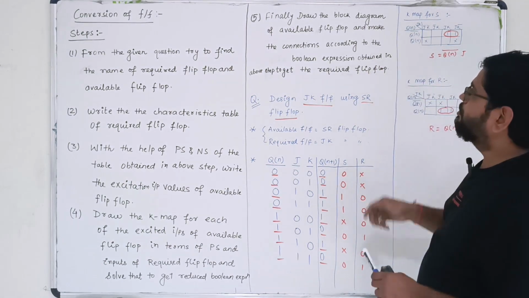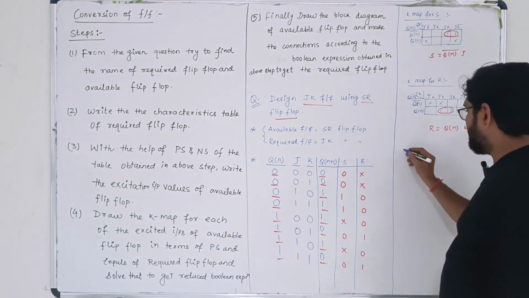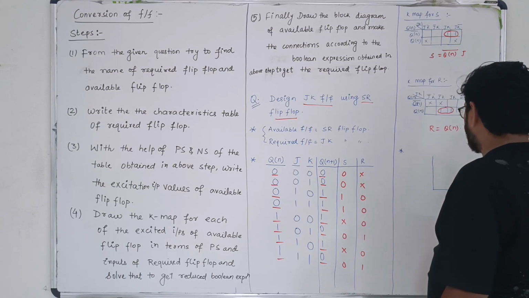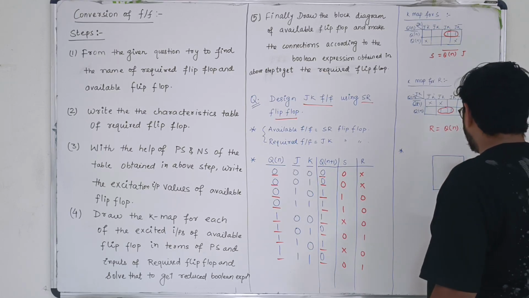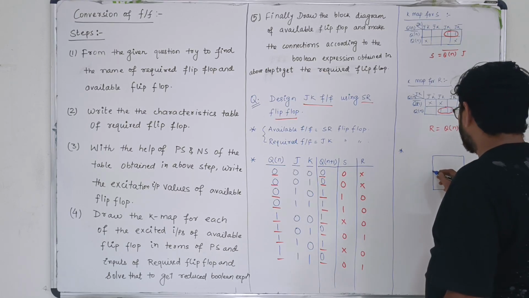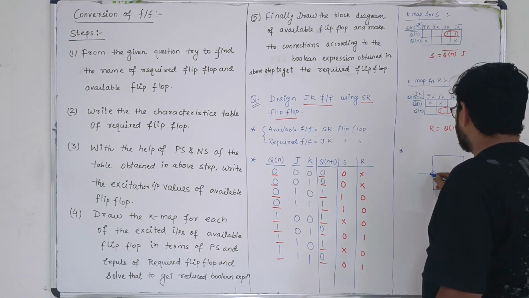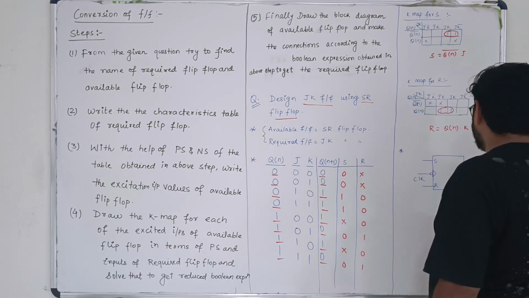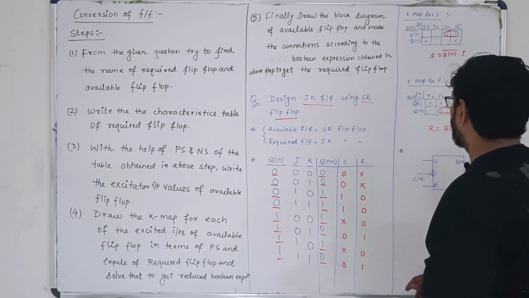Finally, draw the block diagram of the available flip-flop. This is the last step. So what do we need to draw? We need to draw the block diagram of the available flip-flop. The available flip-flop is SR. So we'll draw it. This one is R. I'm just negative triggering it; you can do it any other way. This is the clock. This one is S, this one is R. This one is QN and this one is QN bar. So this is our available flip-flop.